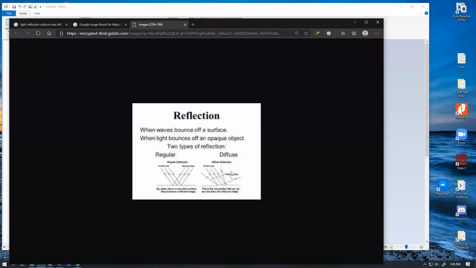That's why people at different parts of the room, different parts around you, can all see the same object, because light will enter into their eyes in all the different directions because the reflection is diffused. So that's the important bit.